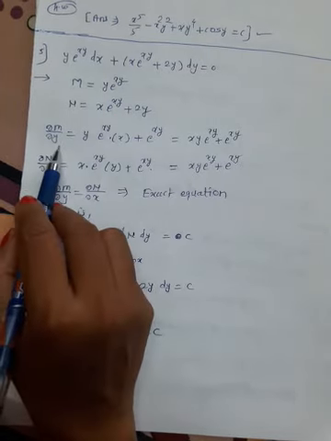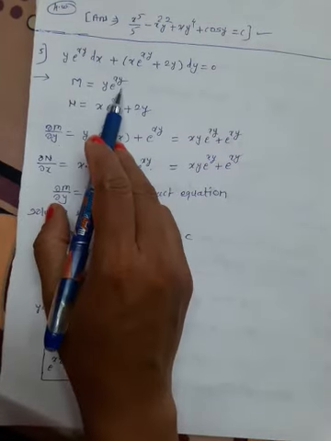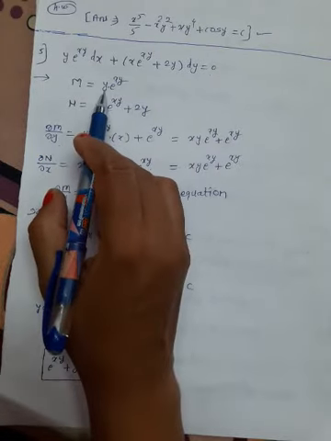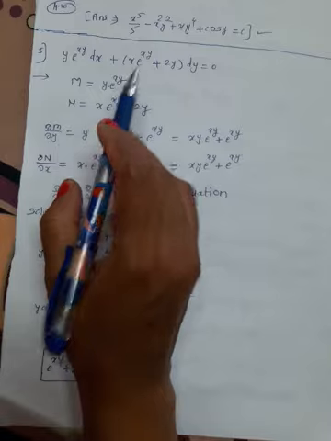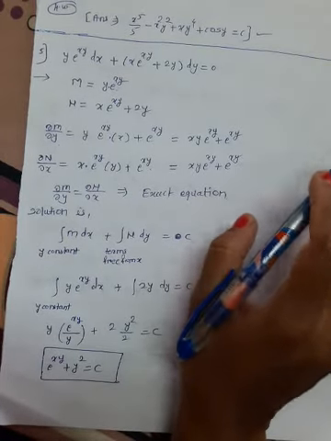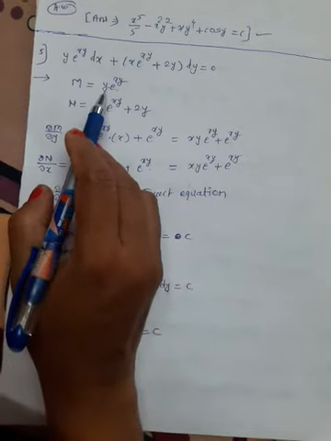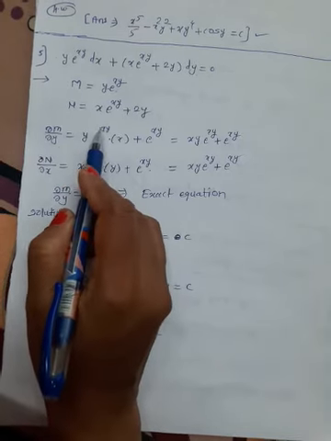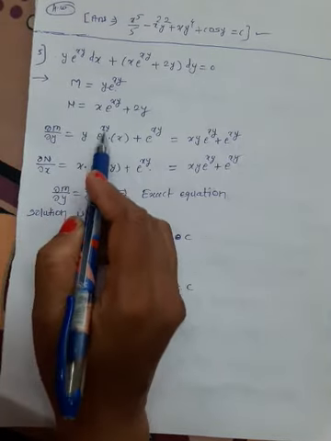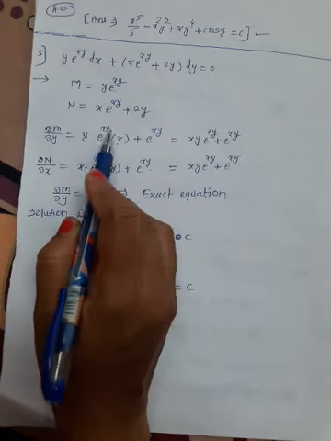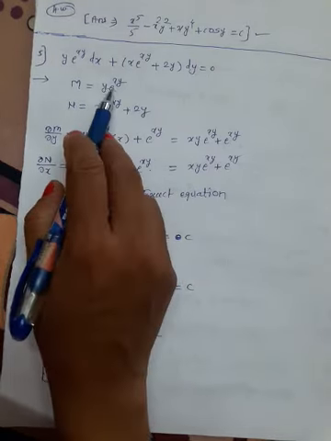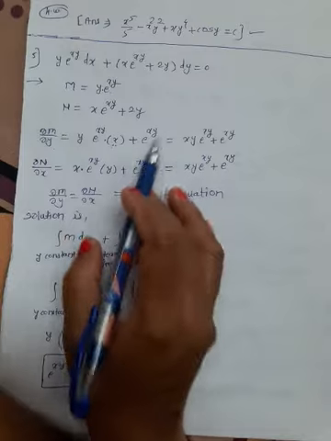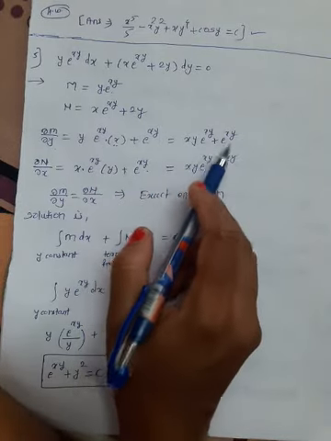Now take the partial derivative of M with respect to y, where x is constant. Here is a product of two terms, and both terms contain y, so we have to use the u into v rule of derivative. Therefore, u, which is y, into the derivative of e^(xy), which is the exponential times the derivative of xy with respect to y, that is x. Plus v, which is e^(xy), into the derivative of y with respect to y, which is 1. So the answer is x y e^(xy) plus e^(xy).